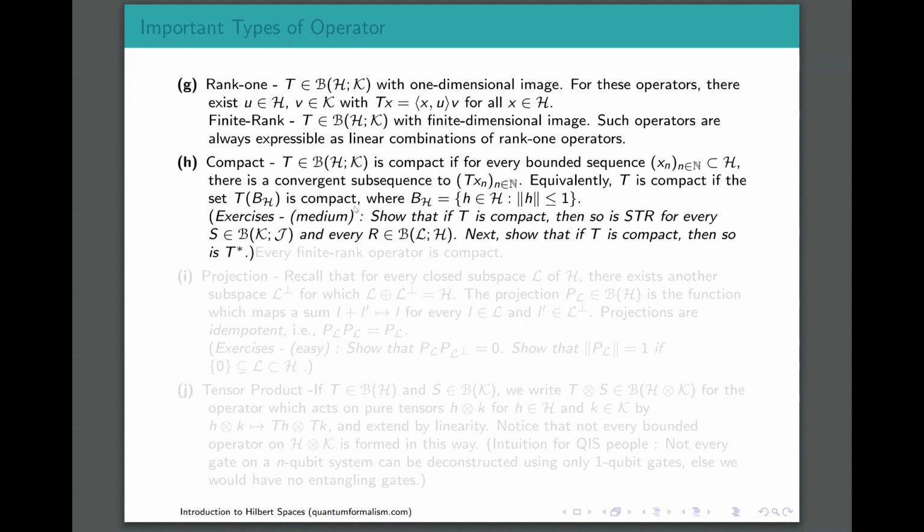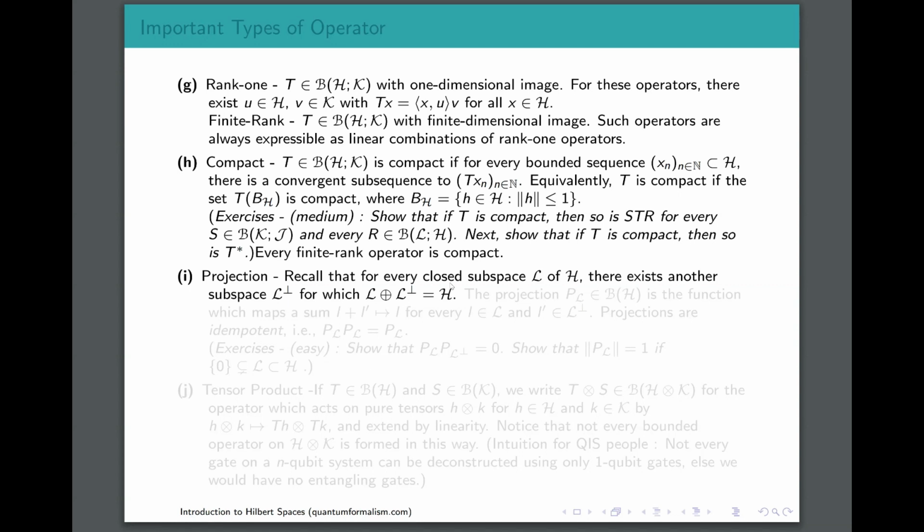As an exercise, now this one is very useful. If T is compact, then so is the composite S T R for every S from K to J and every R from L to H, where L and J are two more Hilbert spaces. Another interesting property is that all compact operators have compact adjoints, and all finite rank operators are compact. Now, you might be able to prove this one on your own just by looking at the fact that these have finite dimensional image, and then using the fact that in that setting, being compact is equivalent to being closed and bounded.